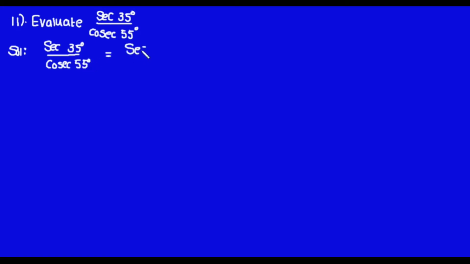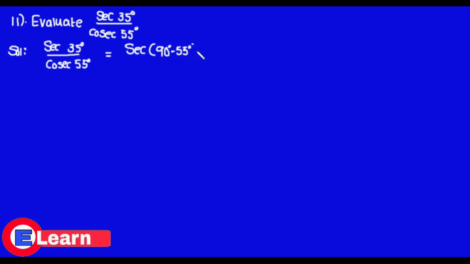Problem number 11. Evaluate secant 35 degrees divided by cosecant 55 degrees. In the given problem, we can observe that the sum of given angles is 90 degrees. So, secant of 35 degrees can be written as secant of 90 minus 55 divided by the remaining term, that means denominator is cosecant 55 degrees.